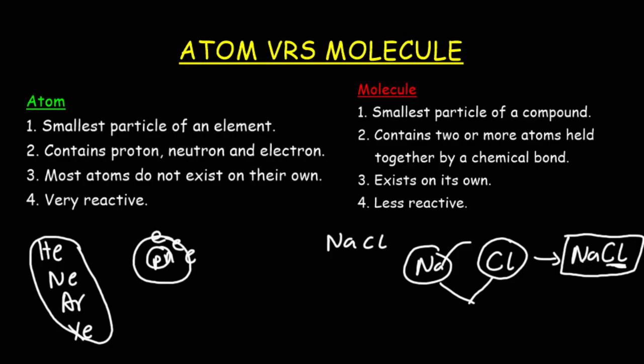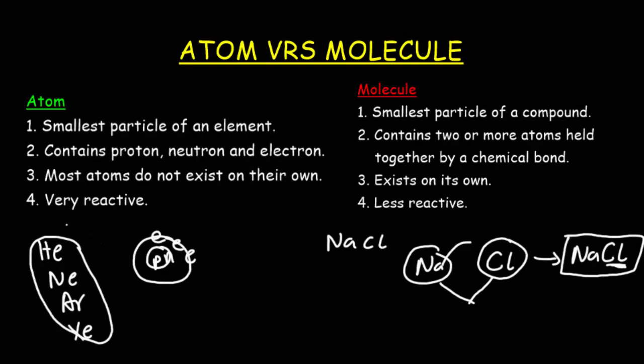So molecules can exist on their own because they are stable. What do we mean by they are stable? They came together, or they were formed as a result of one part of the molecule giving out an electron and the other accepting an electron. All right. So that is why they are stable.